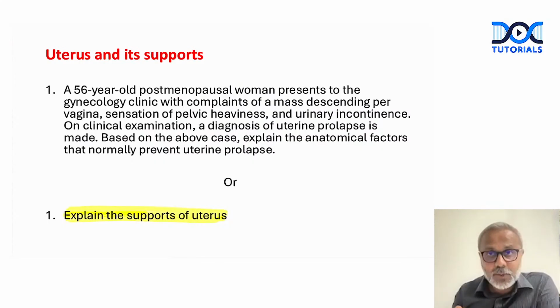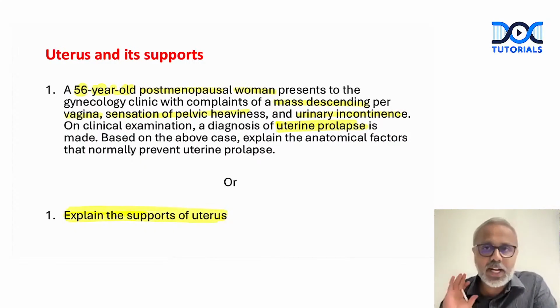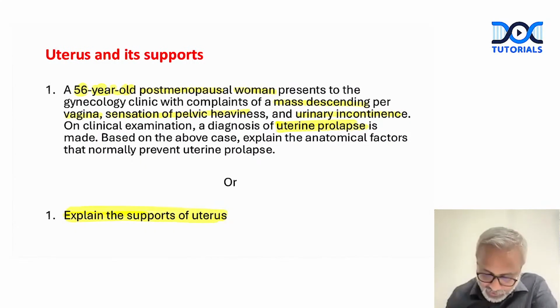So let's read the question first. We have a 56-year-old postmenopausal woman who presents to the gynecology clinic with a mass descending per vagina, a mass coming out of the vagina. There is a sensation of pelvic heaviness and urinary incontinence. On clinical examination, a diagnosis of uterine prolapse is made. They've already given the diagnosis. They are not asking you to diagnose.